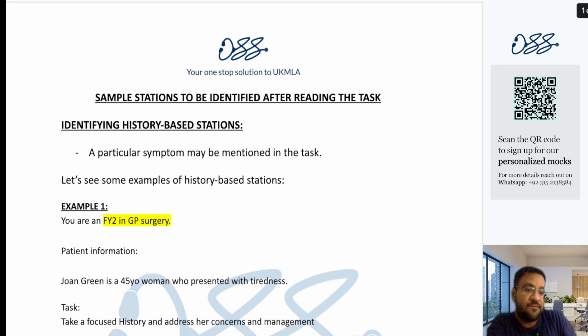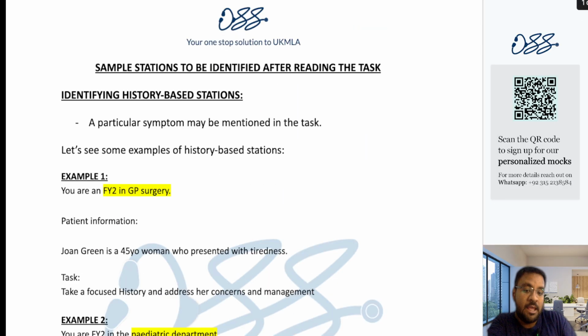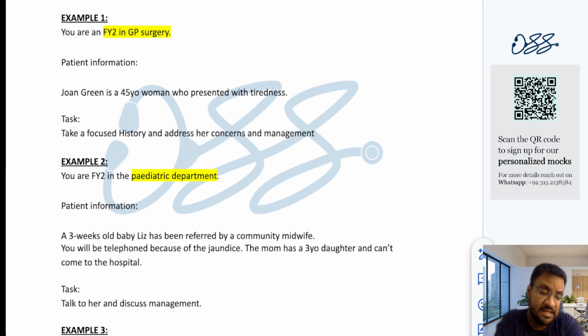This is very important, primarily because the type of consultation you do would really depend on your setting. What most candidates miss is that they don't understand where they are sitting right now. Suppose, as in example number 2, that you are in FY2 in the pediatric department, and you take the history, do the consultation, and at the end you say, I would like to refer you to a pediatrician. That wouldn't make sense, because the patient is there in the pediatric department.